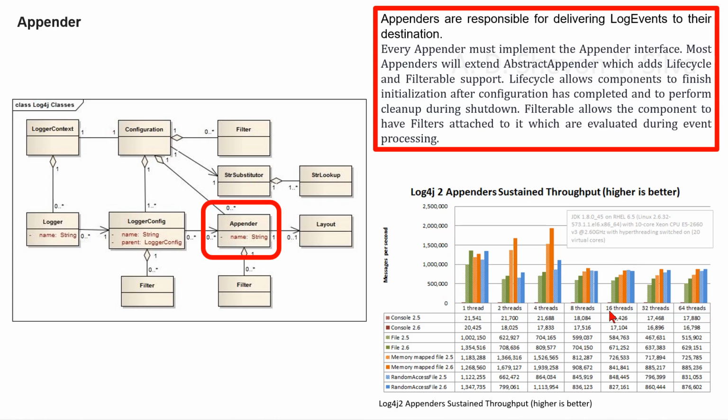here these are the threads 1, 2, 4, 8, 16, 32 and 64. This is console 2.5, and console 2.6 is here, and file 2.5 here, and file 2.6 is here, and memory mapped file 2.5 here, memory mapped file 2.6 is here, and random access file 2.5 is here, random access file 2.6 is here.